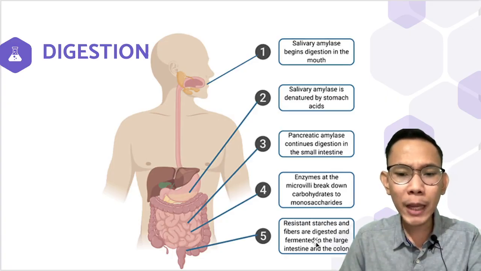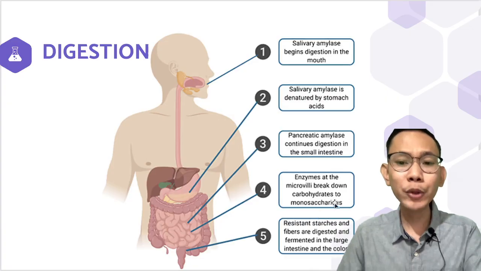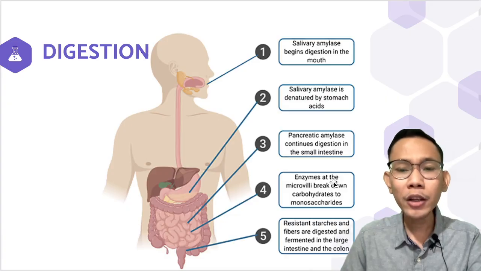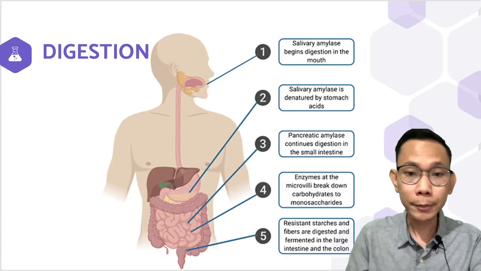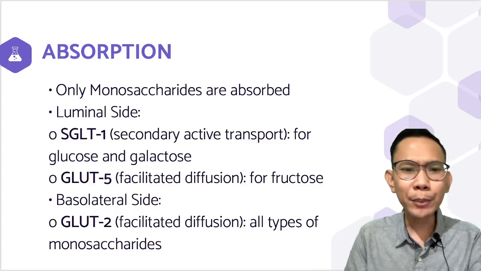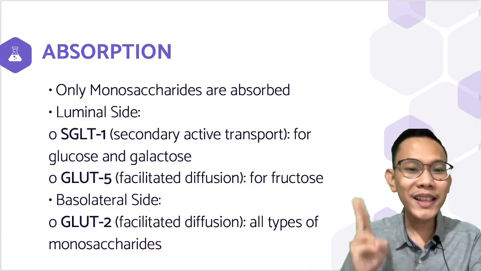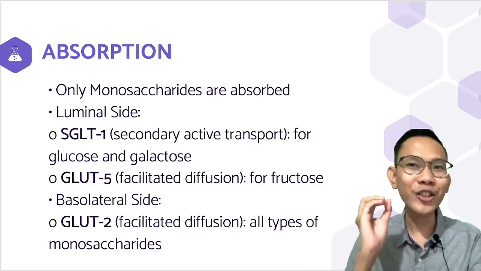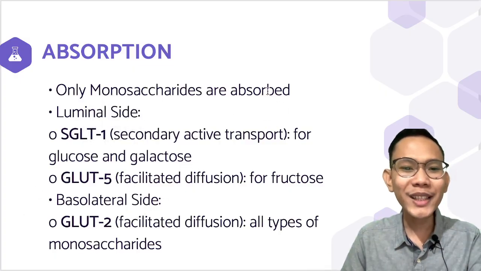Resistant starches and fibers are digested and fermented in the large intestine and the colon. Kasi nga, ano lang mapapasok or ma-absorb ng ating katawan is basically your monosaccharide. Remember, again, your carbohydrate is a major food source and energy supply of our body. So again, absorption. Paano nangyayari? Tapos na tayo sa digestion. So ang next step na sa ating physiology is basically absorption of your monosaccharide. Na-digest na natin siya into monosaccharides because remember, only monosaccharides are absorbed.